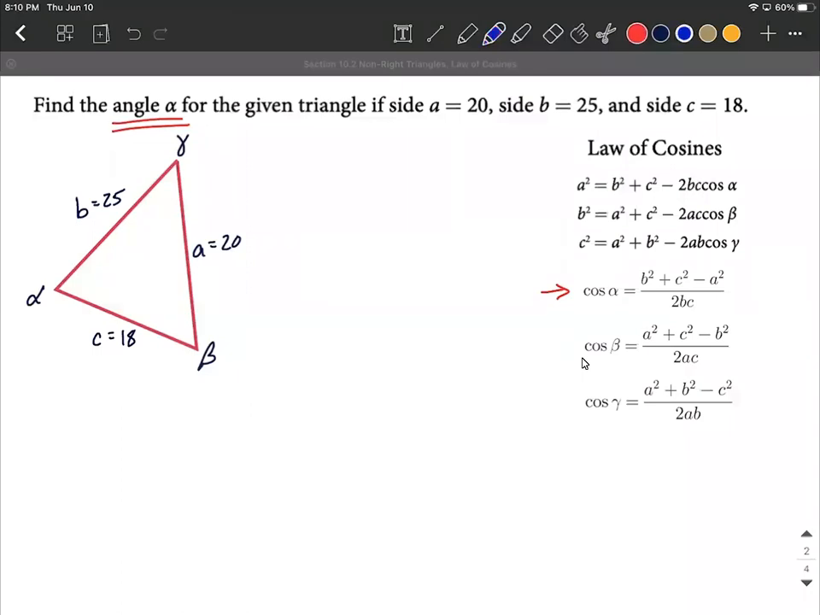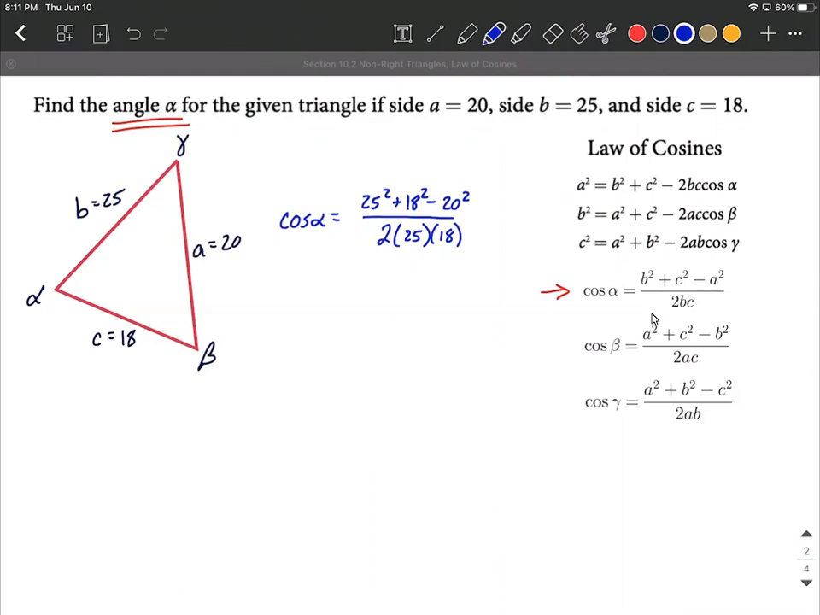So doing a little bit of filling in here, I know cosine of alpha is going to equal a fraction: b squared, so 25 squared, plus c squared, 18 squared, minus a squared, 20 squared, all over 2 times b times c. So it really is just filling into this formula initially. Use the A, B, and C that are given to you.